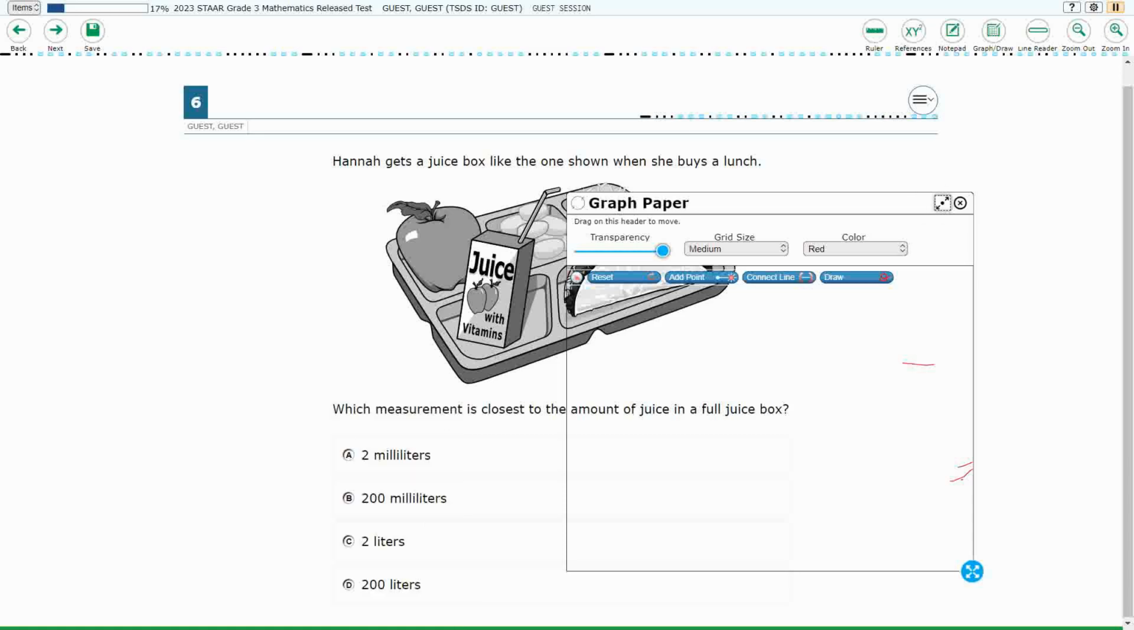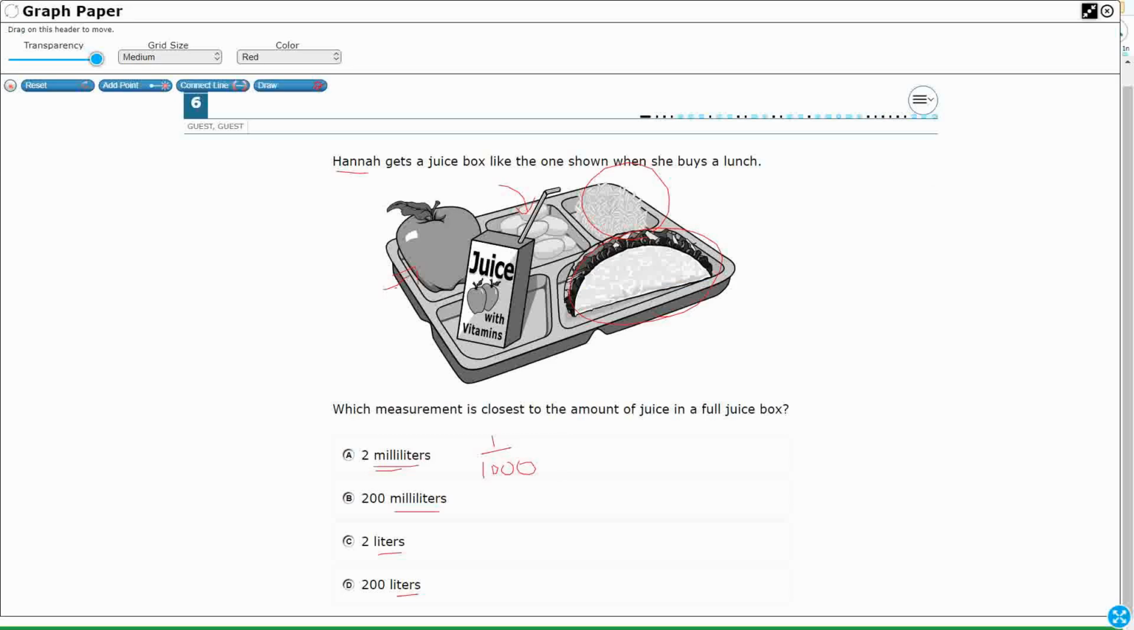Okay, so I've got 1 liter equals 1,000 milliliters, which means 2 liters equals 2,000 milliliters. And then 200 liters equals 200,000 milliliters. Okay, so that's a lot. So milli equals 1,000th, right?